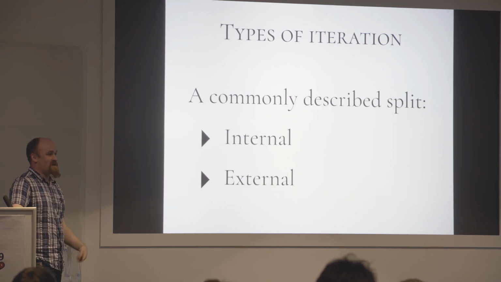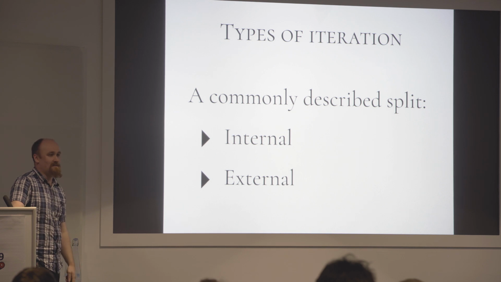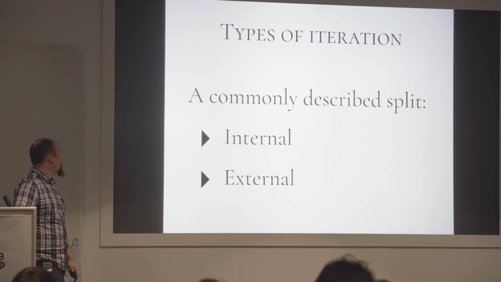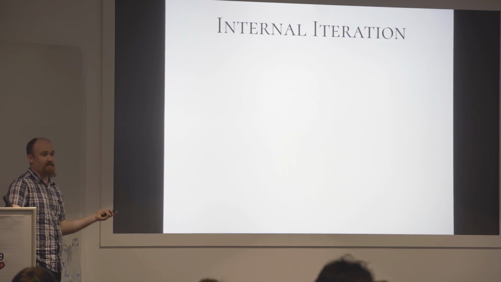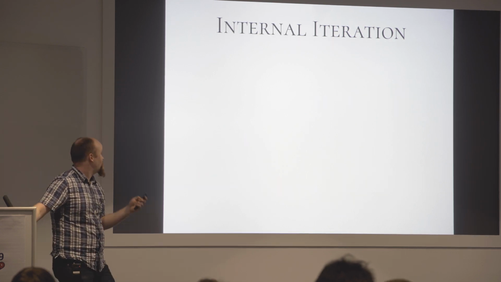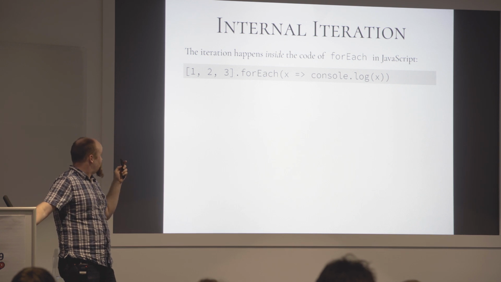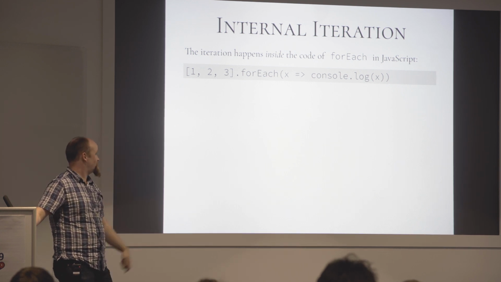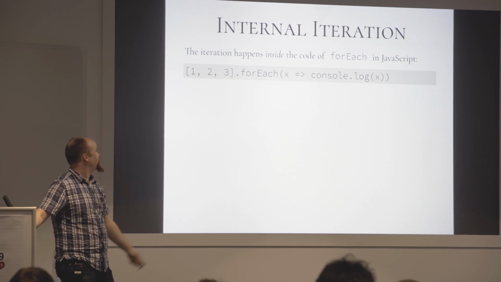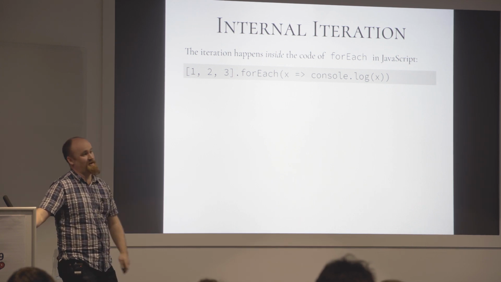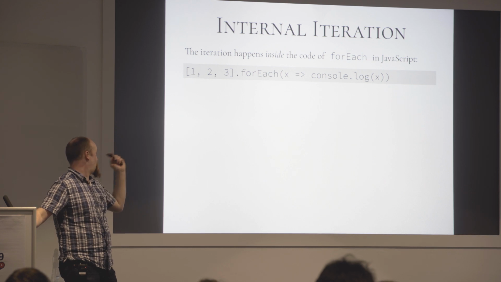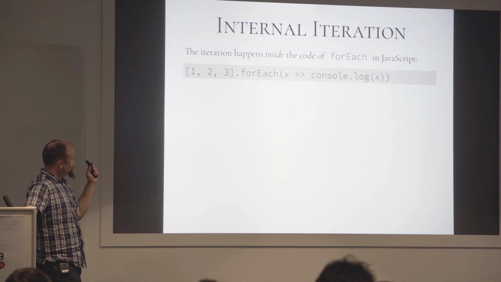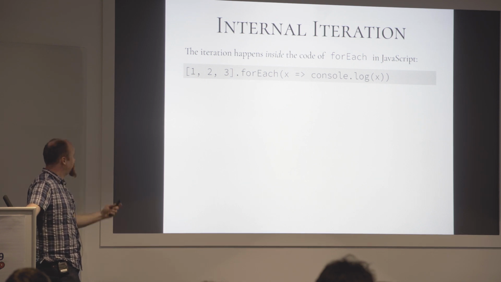So now something just more general about iteration. So commonly people talk about internal iteration and external iteration. That's a popular thing. Some people might not be familiar with it, so I'm going to go over the basics. The iteration happens inside the code of this for each. That's a JavaScript for each that prints 1, then 2, then 3. The iteration happens inside for each. For each is a member of array, or whatever it is in JavaScript.